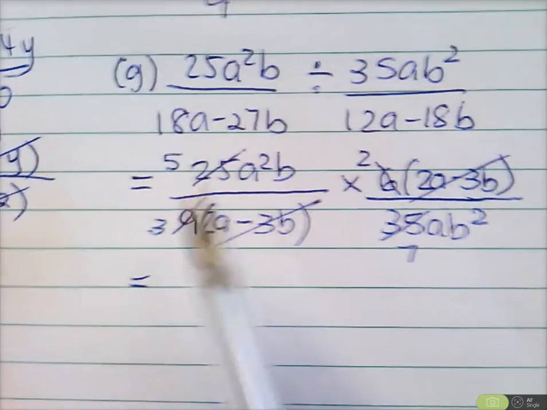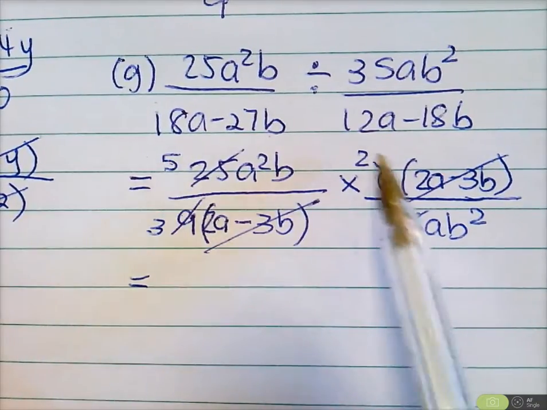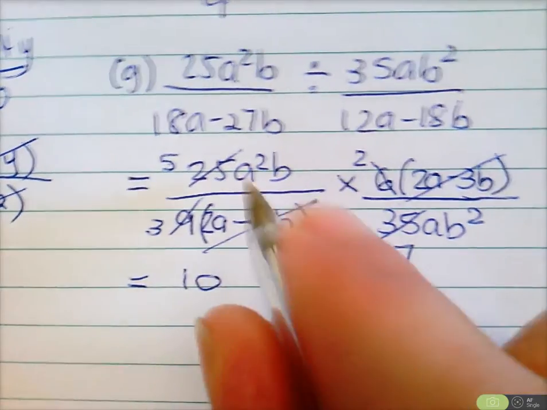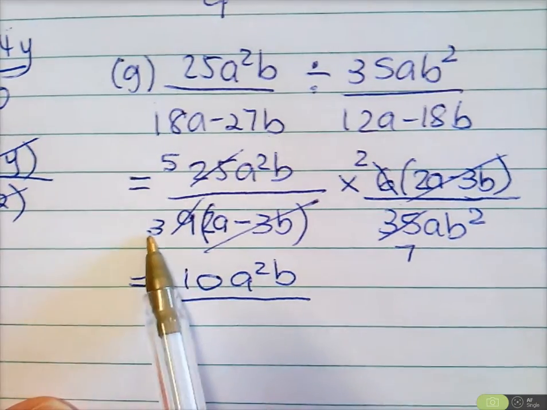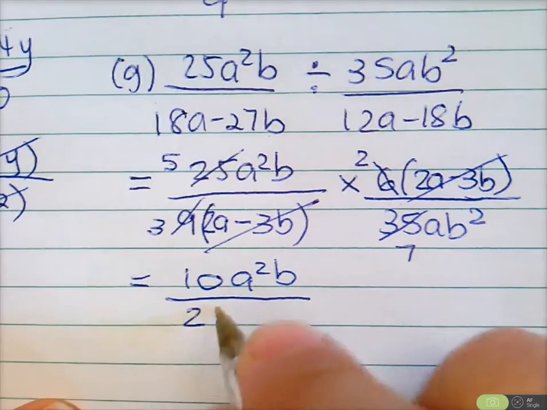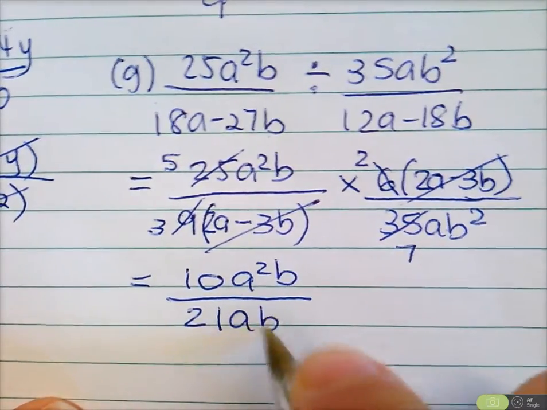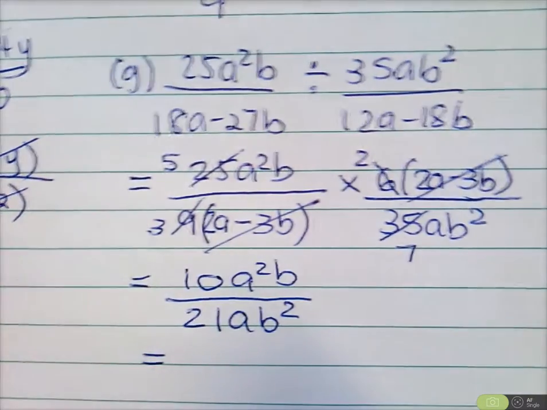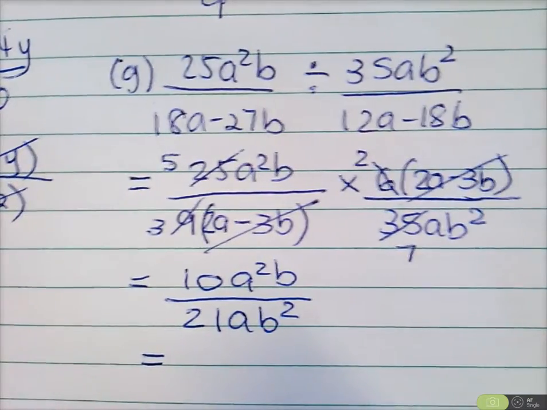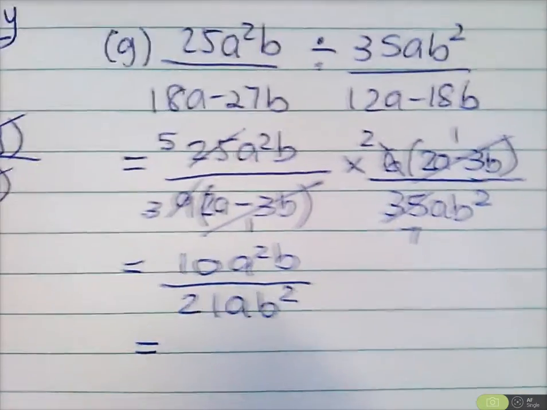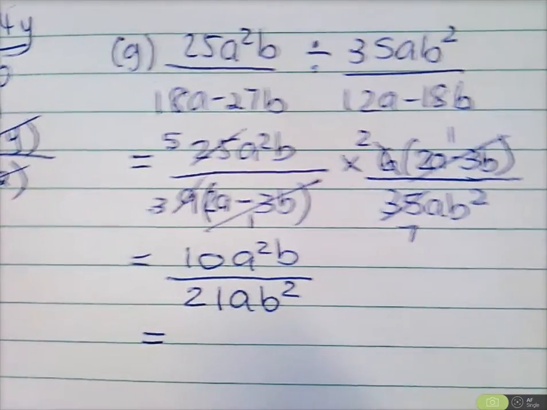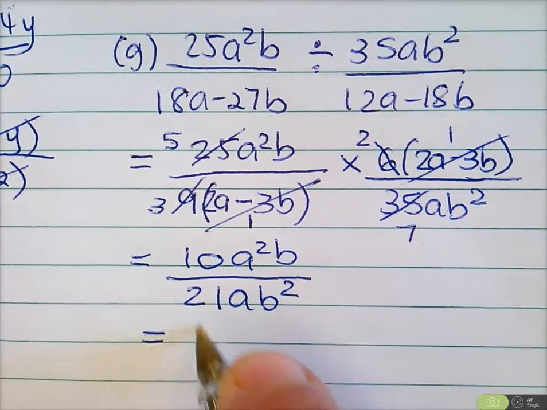So what have we got with the numbers? 5 times 2 is 10. We've still got a squared b over 3 times 7 is 21. And you've got ab squared. All right, so just be careful, girls. And of course, when these other things cancel, you get ones. So just make sure you can read your writing. 10 over 21, I don't think that can be factorized.